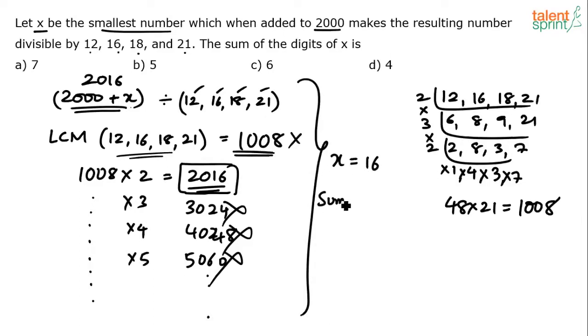So our understanding of all this is x has to be 16. So what is the sum of the digits? 1 plus 6, 7. That's your answer. So option A will be the answer, 7.